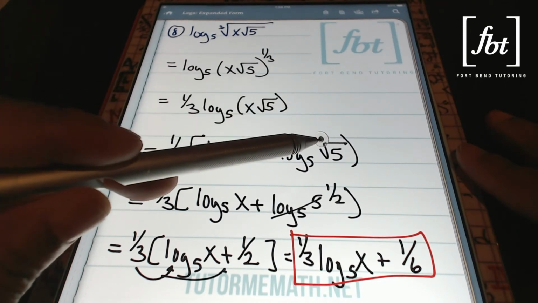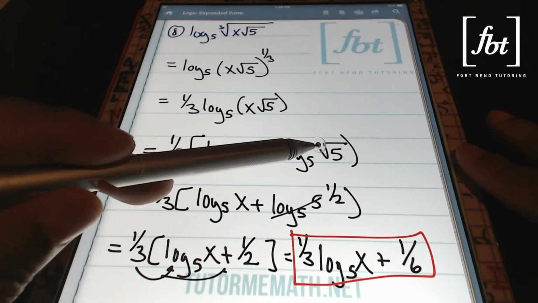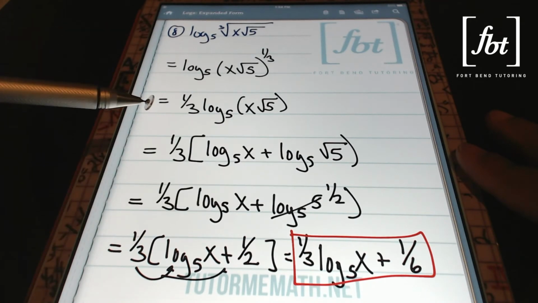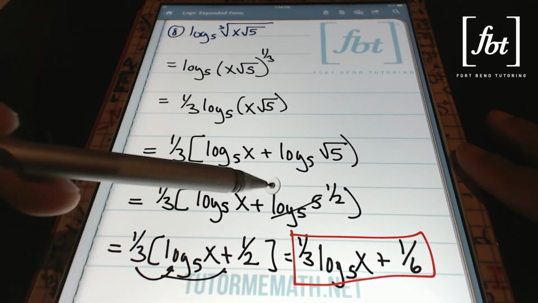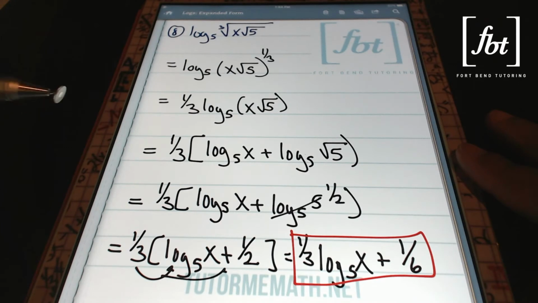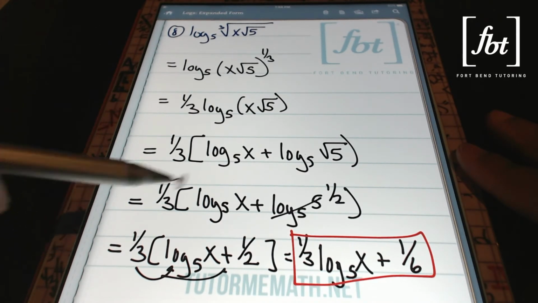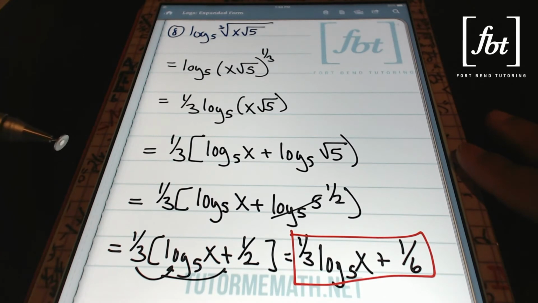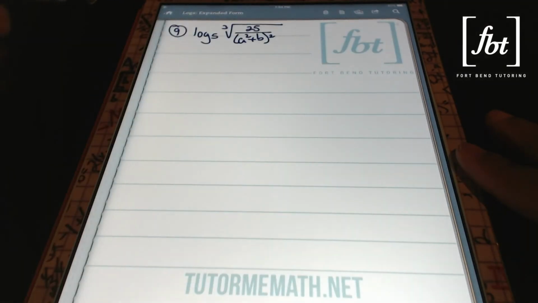Then because we have our square root of 5 here, we wanted to rewrite that in exponential notation. We went ahead and simplified that using one of the basic properties of logarithms there. And then we distributed. We got our arrows popping. And we ended up with our result here, which is 1/3 log base 5 of x plus 1/6, and done. Don't forget that red box.